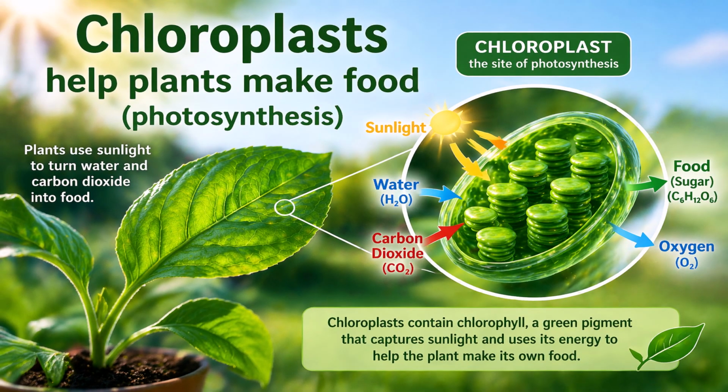Now let's take a deeper dive into plants. Chloroplast. Chloroplast helps plants make food, which we call photosynthesis. Chloroplast, the site of photosynthesis. Plants use sunlight to turn water and carbon dioxide into food. Chloroplasts contain chlorophyll, a green pigment that captures sunlight and uses its energy to help the plant make its own food.